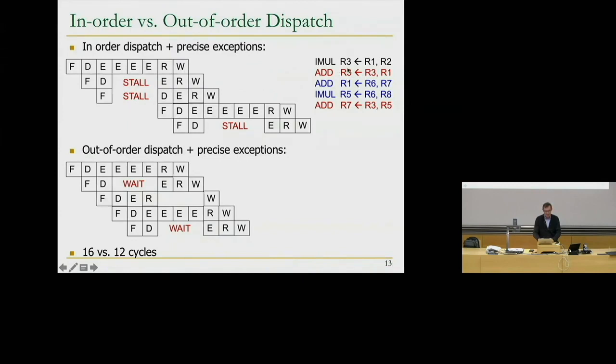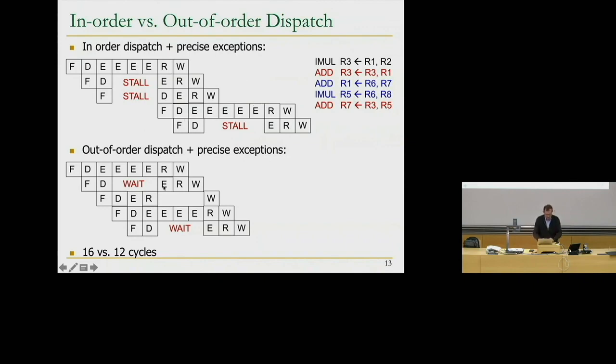If you look at the second instruction, it's dependent on this multiply, so it needs to stall. As a result, the blue instructions that are independent of either of these also stall. And then this red one also stalls because there is a true data dependency over here. So if you do the calculations, you get 16 cycles over here.